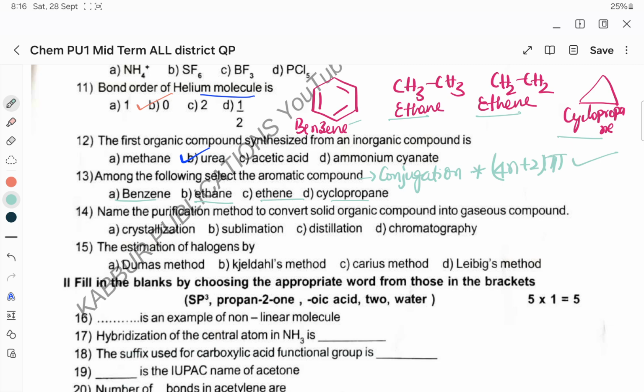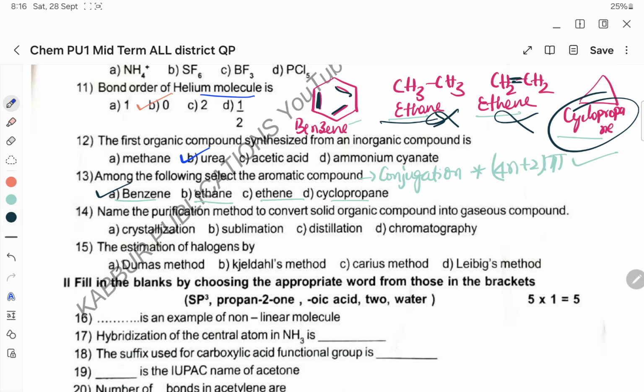If you take benzene, it has alternating single and double bonds. That is why this benzene is called aromatic. See, ethane, there is no conjugation. Ethene also, sorry, this is a carbon-carbon double bond. And cyclopropane is not an aromatic compound. So the correct option is option number A. Benzene is the correct option. Next, move on to the next question. Name the purification method to convert the solid organic compound into gaseous compound.